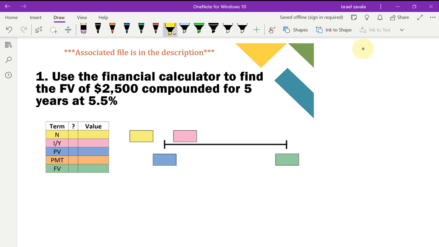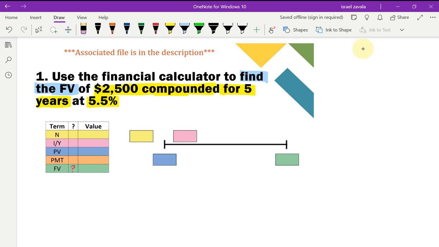Number one here. Use the financial calculator to find the future value of $2,500 compounded for 5 years at 5.5%. So what is the question? Find the future value. And one of the things I did here in this chart is I want you to put a question mark for what we're looking for. Okay, so we're looking for future value.